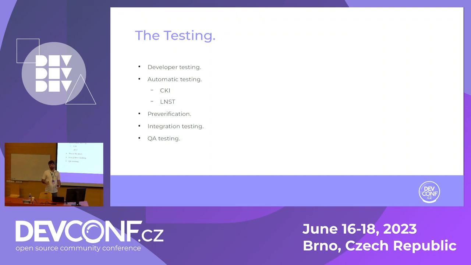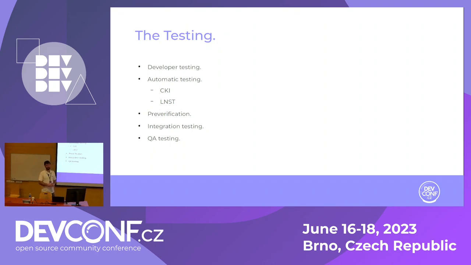Then there's pre-verification, which means that before the change can be merged to the kernel, a human, hopefully, or maybe automation, if there is automation for the particular feature or particular bug, but someone other than the original author, that is important, tests this. And if it passes, only then is this merged to the CentOS Stream kernel.